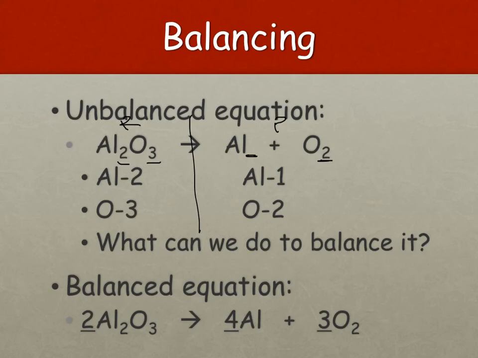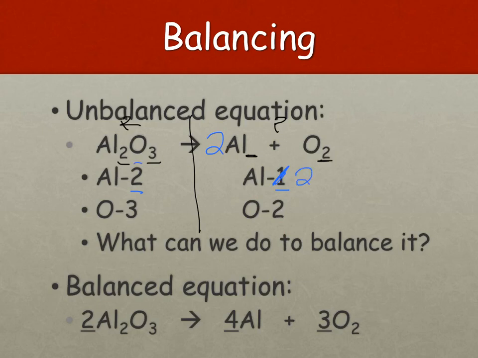So let's start with aluminum. We don't want to start with oxygen because oxygen, like I said, is always funky. Sometimes it messes things up, sometimes it doesn't, but we'll just start with aluminum. So on the left, I have 2 aluminums. On the right, I have 1. I can fix that by making this 2. So that changes this to 2. Okay. Now I look at oxygen.